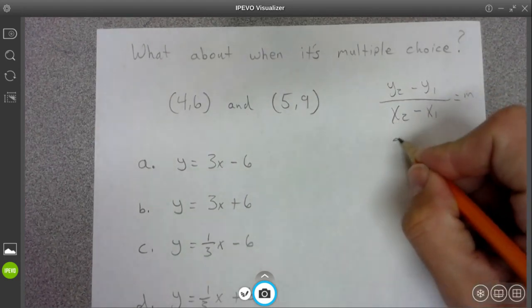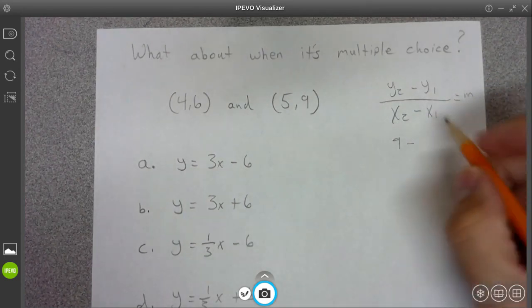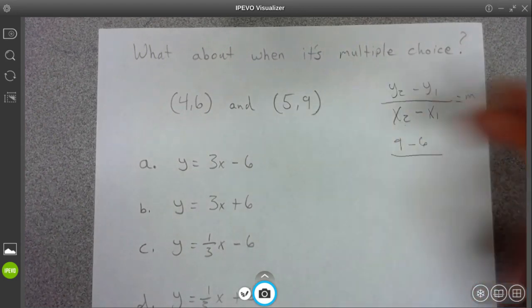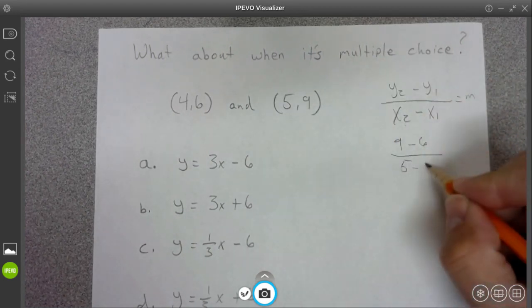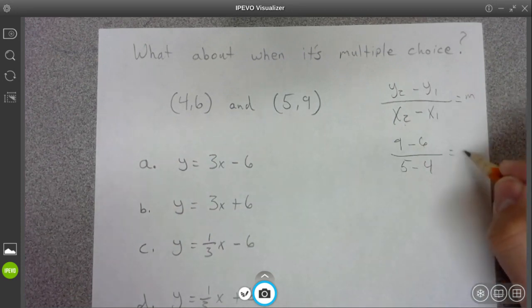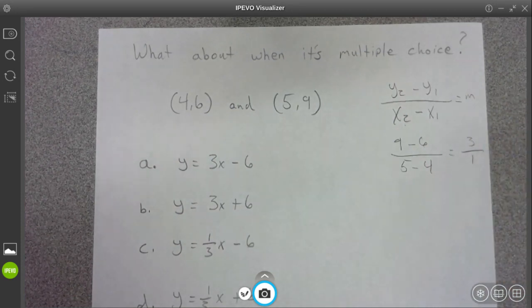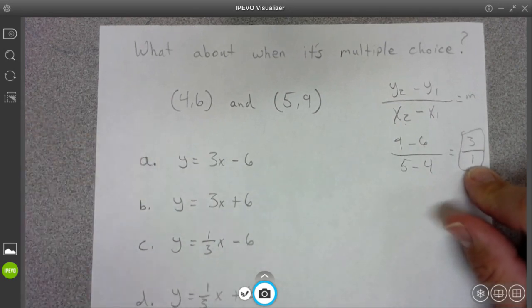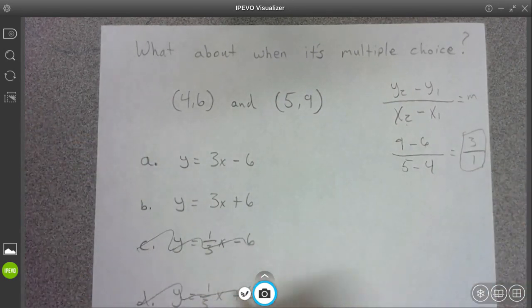Y2 is 9, y1 is 6, over x2 is 5, and x1 is 4. All right, so you get a 1 on bottom, 3 on top. So your slope is 3. So it's got to be either A or B.